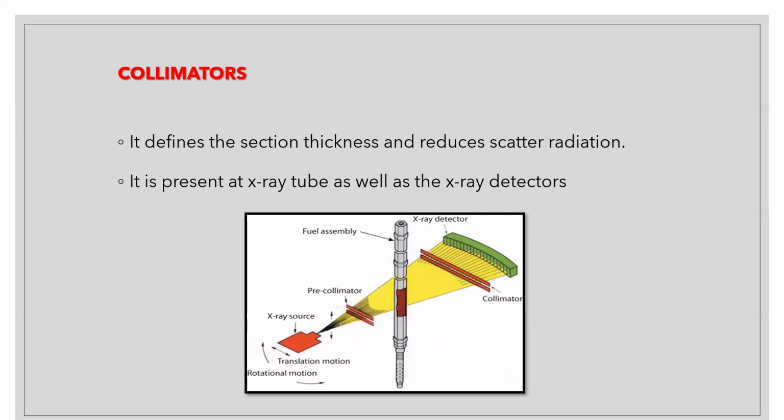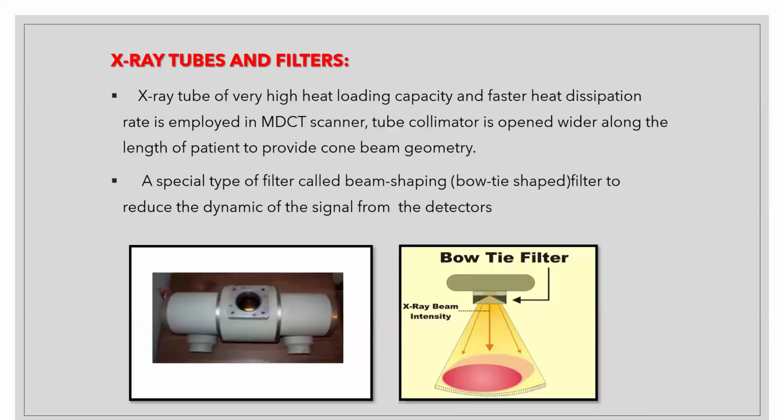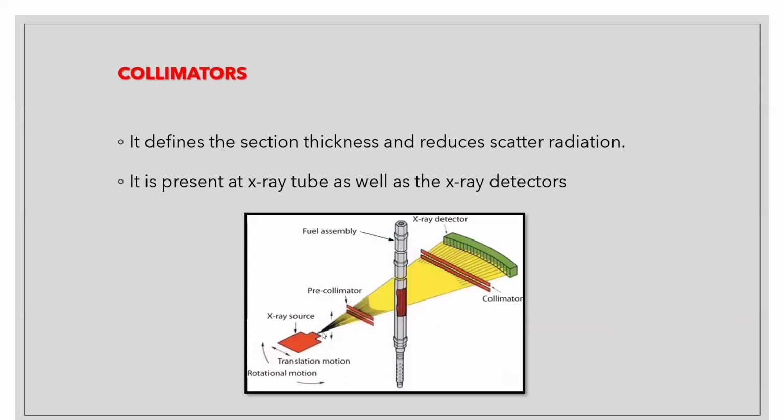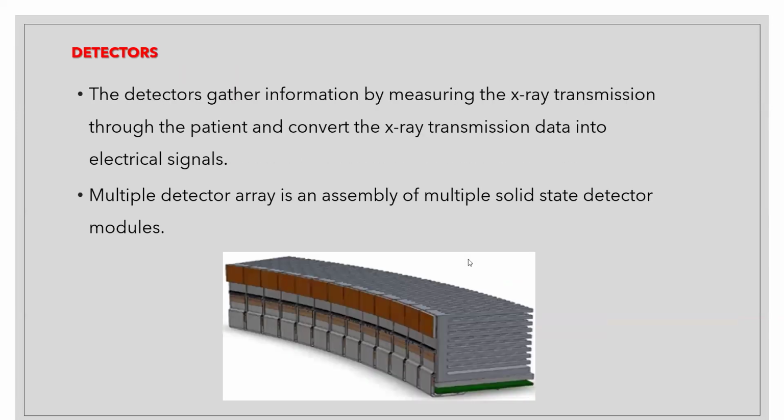Coming to the collimator, it defines the section thickness and reduces the scatter radiation. It is present in both the X-ray source and the X-ray detector. At the source it is known as the pre-collimator, and this one is known as the patient collimator. And coming to detectors, the detector's main function is to gather information by measuring the X-ray transmission through the patient and convert the X-ray transmission data into electrical signals.